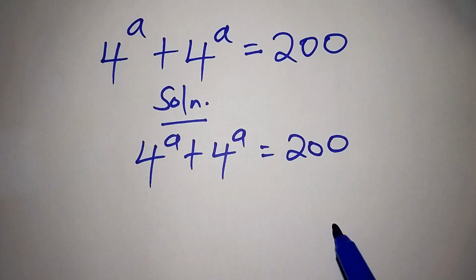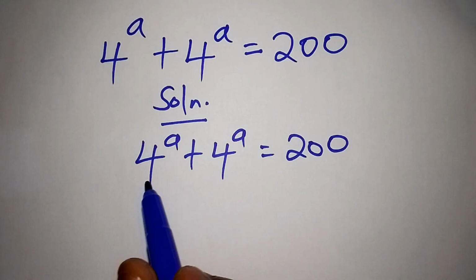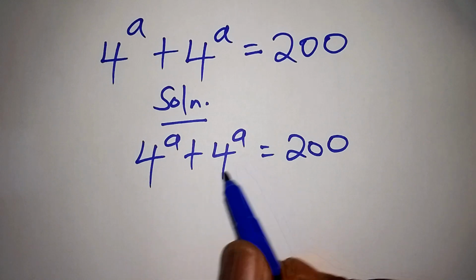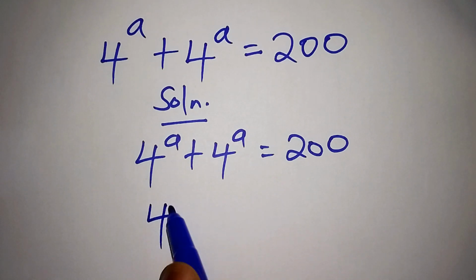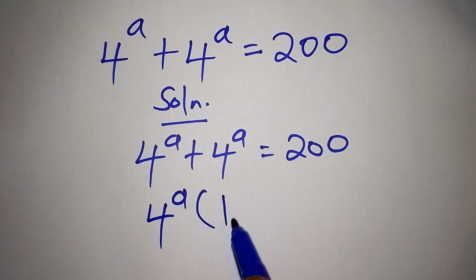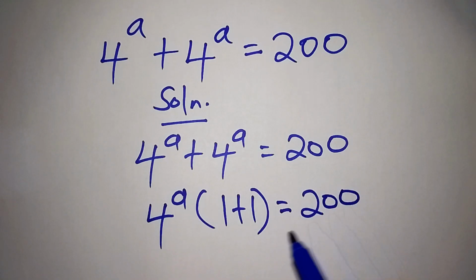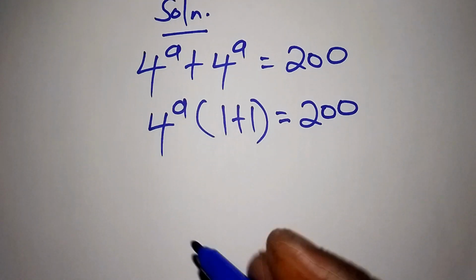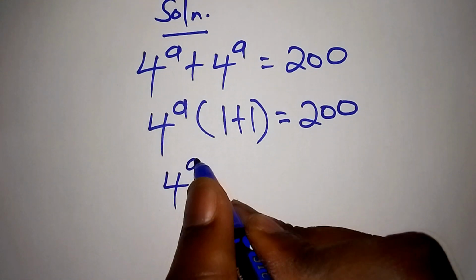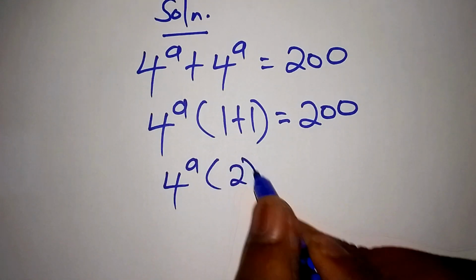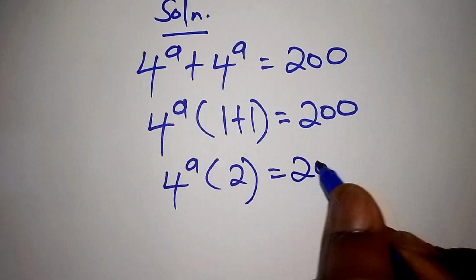So this is how we work it out. We first factorize 4 to the power of a plus 4 to the power of a. This can also be written as 4 to the power of a into bracket 1 plus 1 is equal to 200. From there we shall work out the number inside the bracket. That is now 4 to the power of a into bracket 1 plus 1, which is 2, is equal to 200.